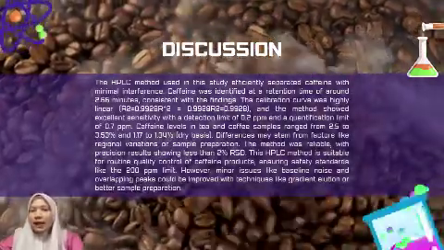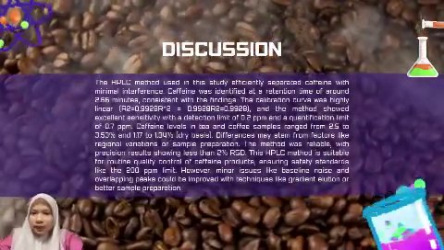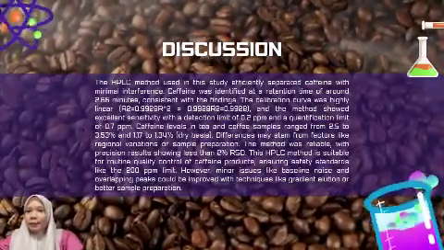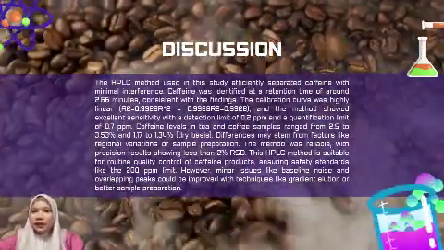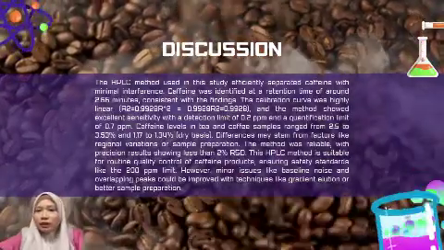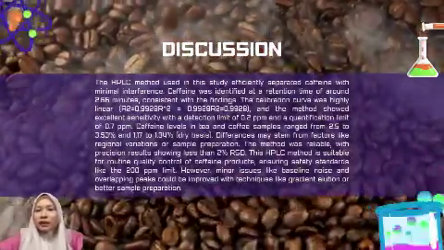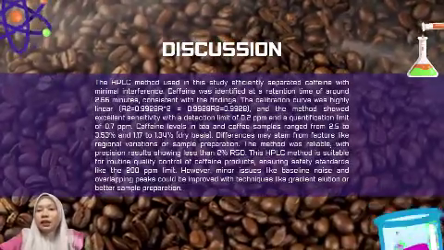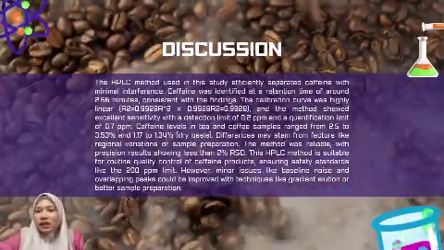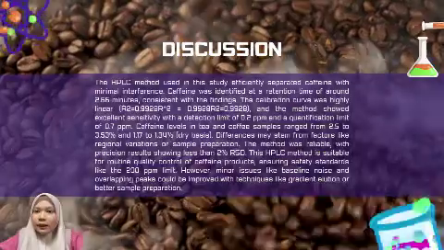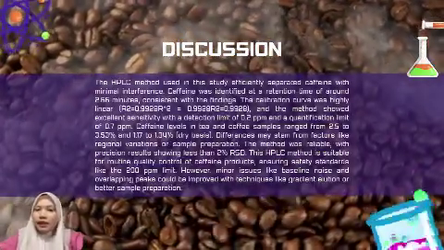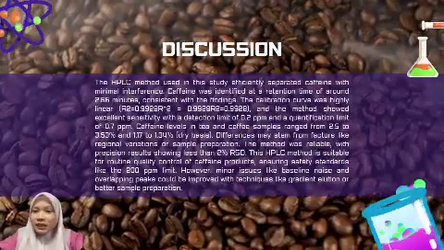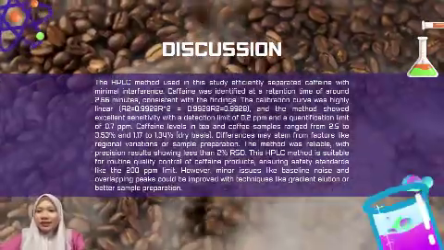That said, there are some areas for improvement. Minor issues like baseline noise and overlapping peaks could affect accuracy slightly. This could be addressed by using techniques like gradient elution, or more advanced sample preparation to further enhance the method performance. In conclusion, this validated method is both reliable and efficient for analyzing caffeine in tea, coffee, and similar beverages.